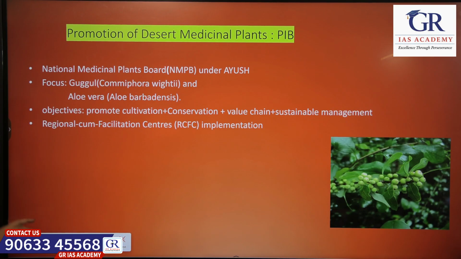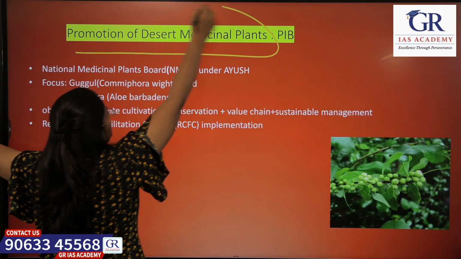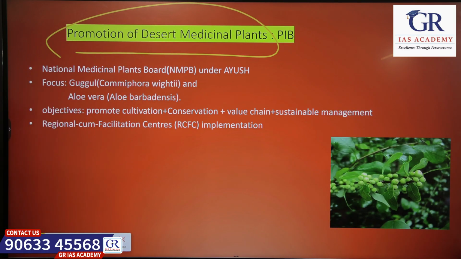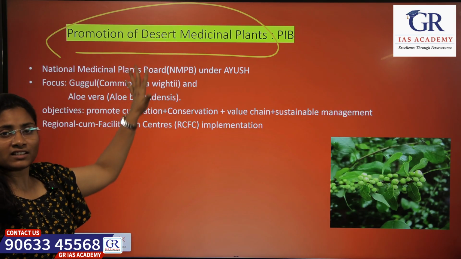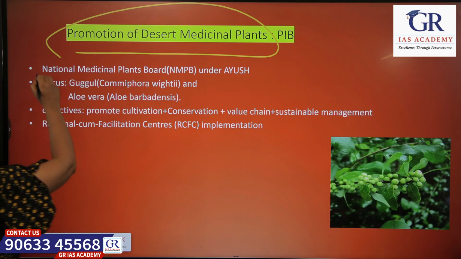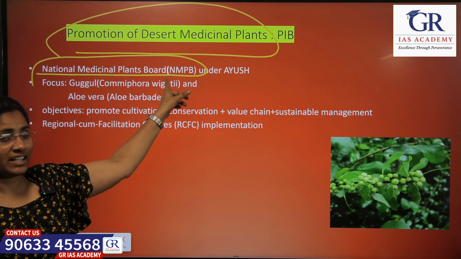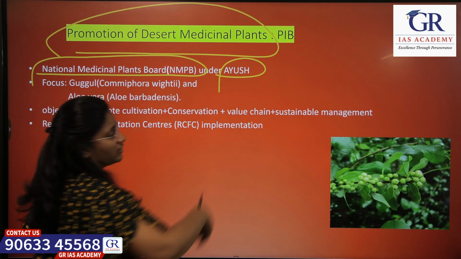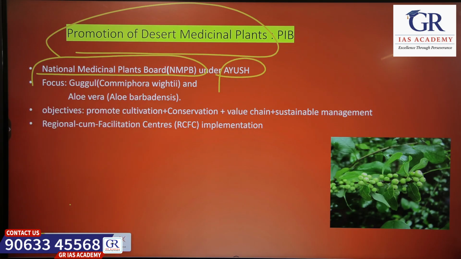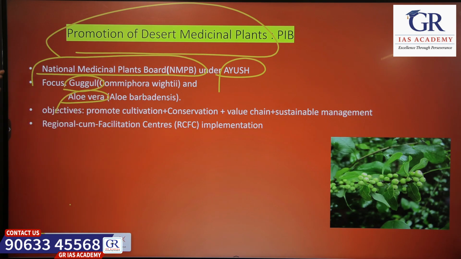Now let's move to the next topic, promotion of desert medicinal plants. Why is it in the news? It has come in PIB. Who is leading this promotion of medicinal plants? The NMPB, National Medicinal Plants Board, under the Ministry of Ayush. They are focusing mainly on two medicinal plants, Gugul and Aloe Vera. These are the respective scientific names of those species.